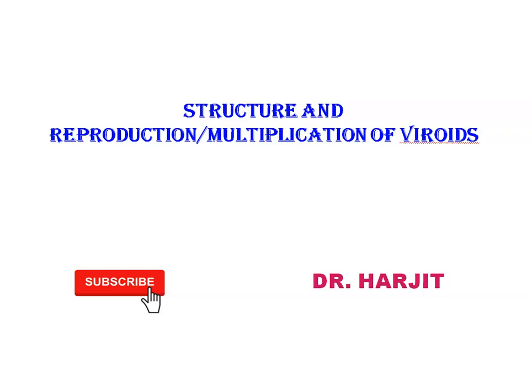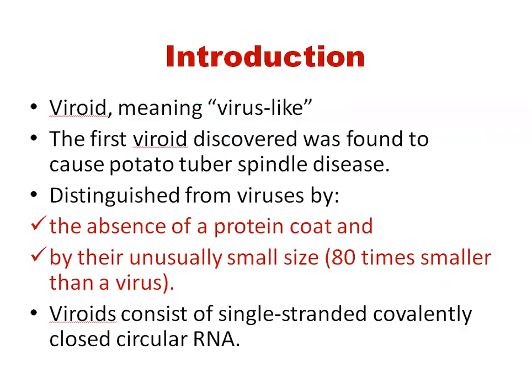Today we will discuss structure and reproduction of viroids. In 1971, Theodore O. Diener, a pathologist working at the Agriculture Research Service, discovered an acellular particle that he named a viroid, meaning virus-like. The first viroid discovered was found to cause potato tuber spindle disease, which causes slower sprouting and various deformities in potato plants.